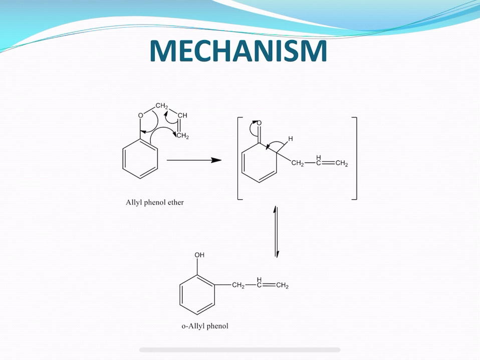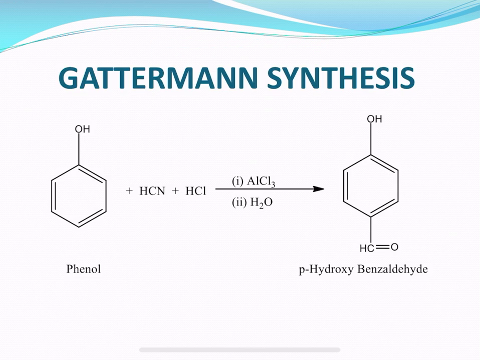That means the university has prescribed very simple examples to show what is meant by Fries rearrangement and Claisen rearrangement. Okay, I hope you have understood what these reactions are, and also how the mechanisms are explained. Okay, so in my next class we will see another two rearrangement reactions, that is, one is Gattermann synthesis and the other is Mannich reaction.